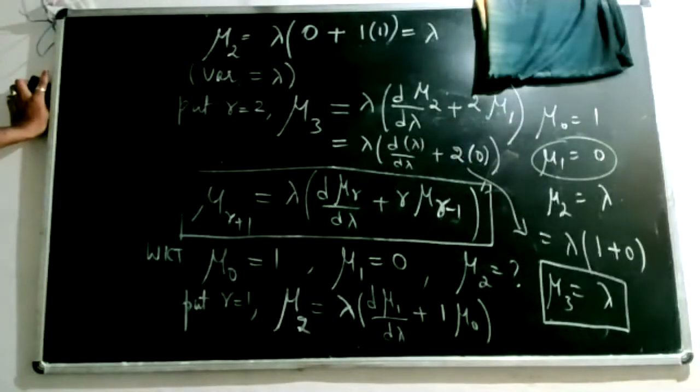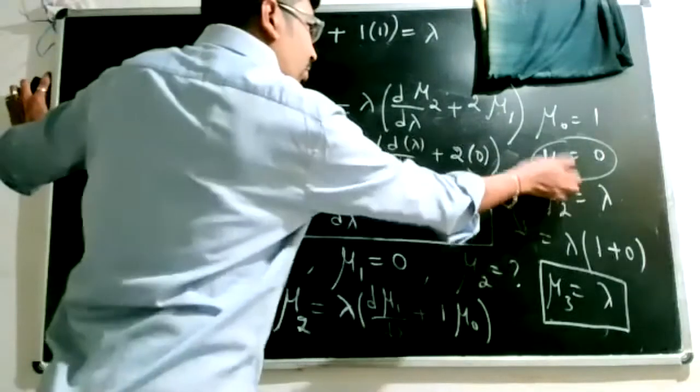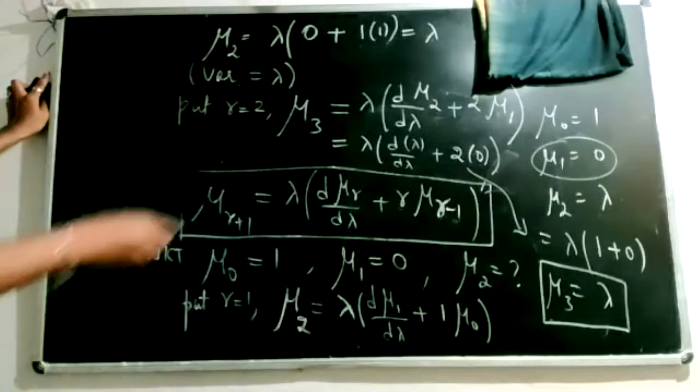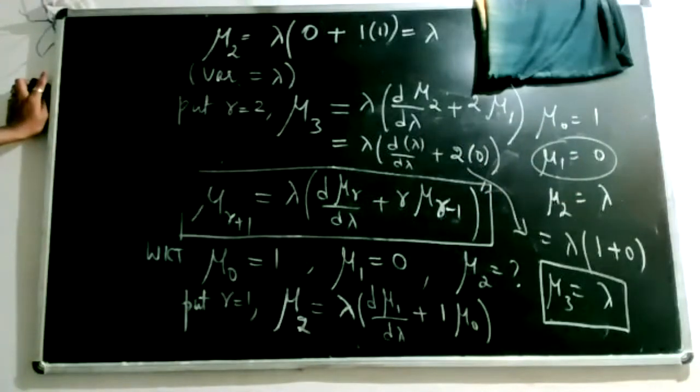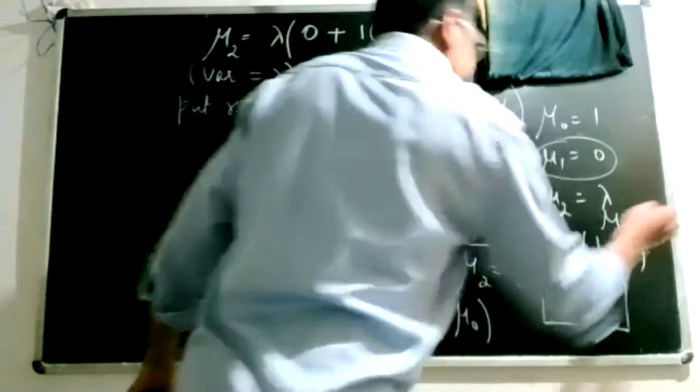Okay, sir. We'll have 2 into mu 1. Mu 1 is 0, so 2 into 0 is 0. The derivative of lambda with respect to lambda is 1. So we'll get lambda into 1 plus 0, which is lambda. So we got mu 3 also as lambda.